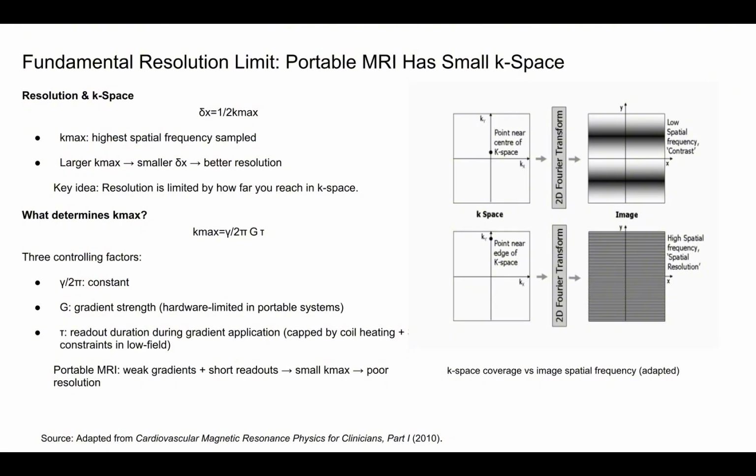Even if you wanted to extend the readout, the ADC bandwidth and slew rate are limited, so we can't safely reach high k values. The result is a fundamental upper bound in resolution. Portable MRIs simply can't sample high spatial frequencies, so the images have larger voxel sizes. So this isn't a software problem, it's physics limited, based on the hardware design of these small systems.